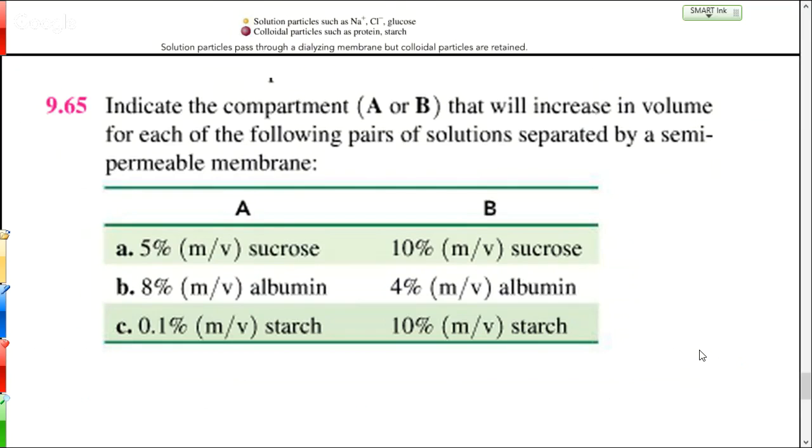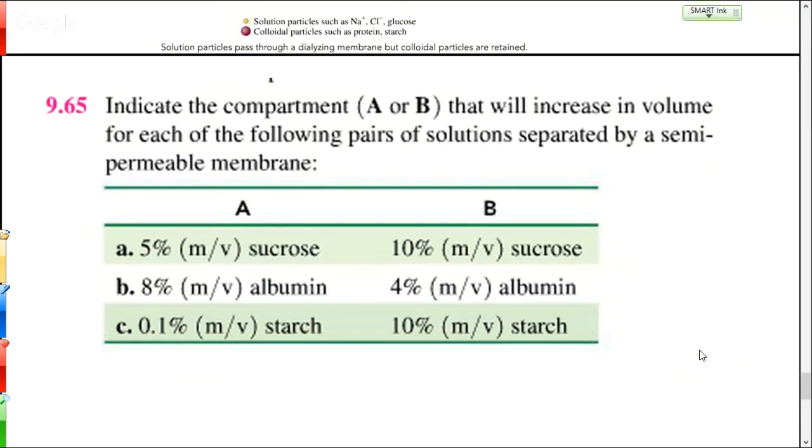No. Anybody else B? Well, not anybody. Be even? Okay. So why B? Somebody said B. That has more solutes. Yeah, so greater solute concentration on side B.